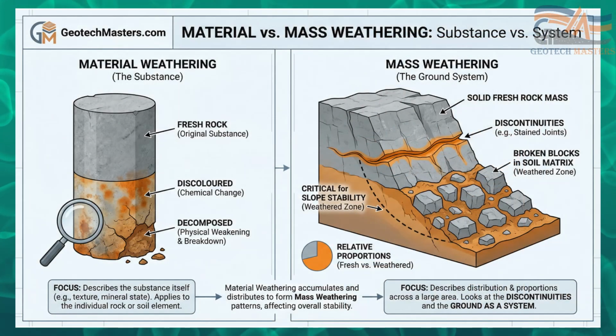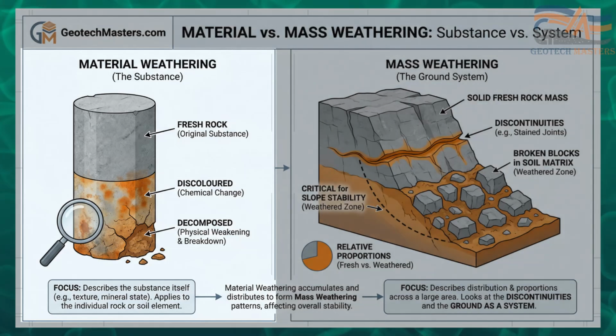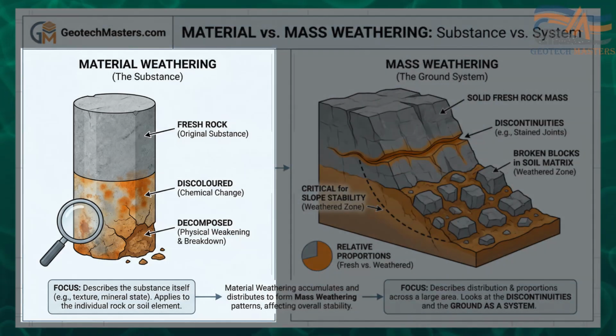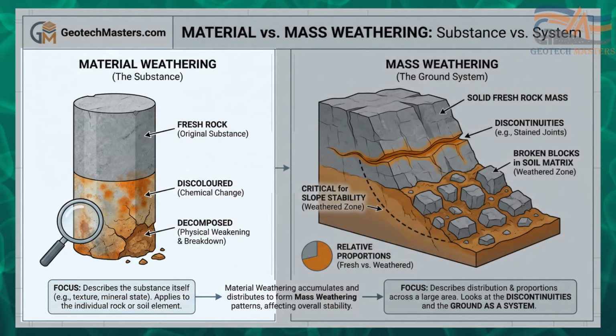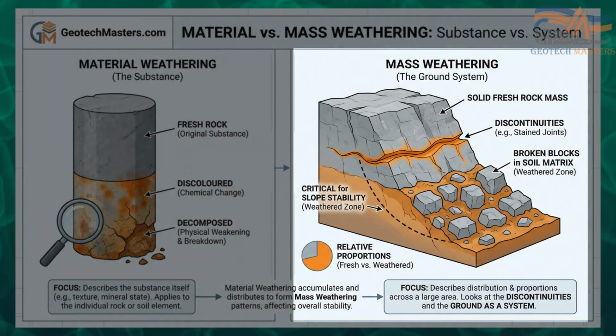Let's clarify the difference between material and mass weathering. Earlier, we learned terms like discolored and decomposed for the material. That describes the substance itself. Mass weathering describes the distribution and proportions of that material across a large area. It looks at the discontinuities. Are the joints stained? Is the rock solid, or is it broken into blocks surrounded by soil?